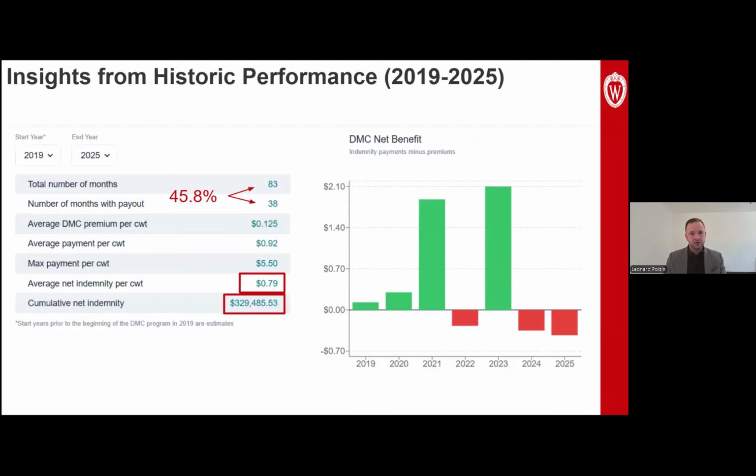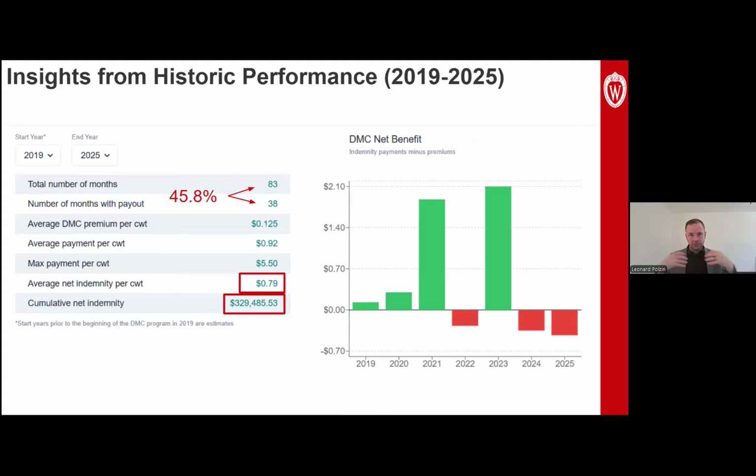Now, if we take a look again at historic performance through the life of the program thus far, 48.5% of the time we've triggered payments, and the average net indemnity per hundredweight over the life of the program, for a producer that has been enrolled at the same $9.50 coverage level for the entire time of the program, would be that 79 cents, approximately 80 cents, and cumulatively we're about $330,000. So for a product that is not insurance but somewhat acts like it, you're setting a threshold, you're paying premium.